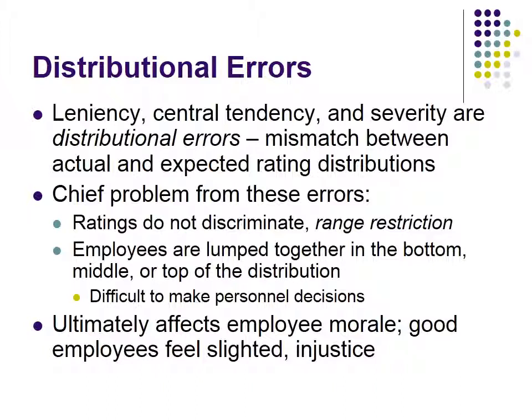So the chief problem with these errors is, the first thing, range restriction. The ratings do not discriminate in any way, shape, or form. We can't actually make decisions from these ratings, and we also can't trust them for developing employees. The other problem is that all of the employees are being lumped together, either in the bottom, the middle, or the top of the distribution. So not only does this range restriction make it hard to make personnel decisions, it also ultimately tends to affect employee morale. The good employees feel slighted, and they feel as if they're being treated unjustly. No matter where you fall, if everyone's being rated in the middle, again, you're rewarding poor performance because you're still rating it as adequate, and you're punishing good performance because you're not acknowledging it.